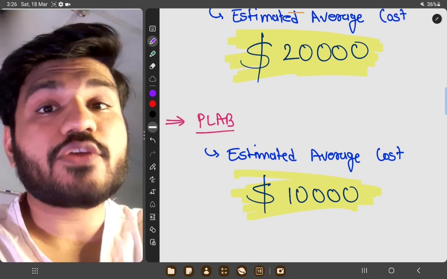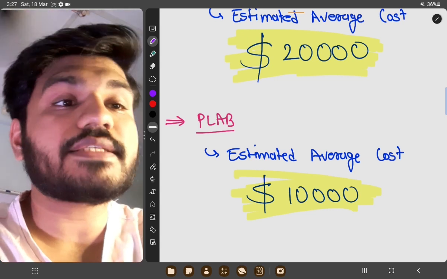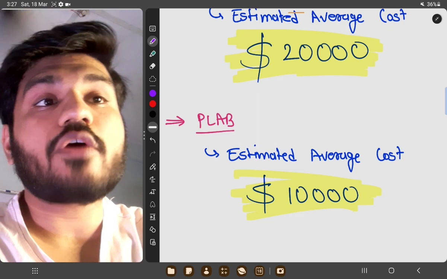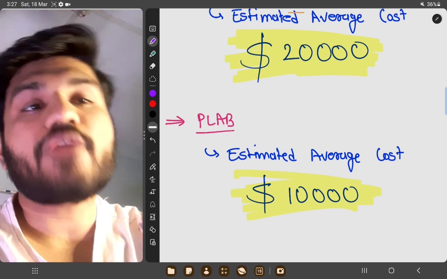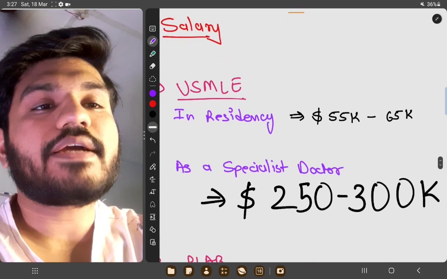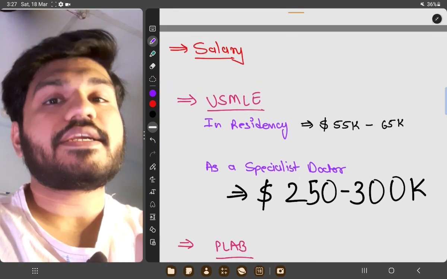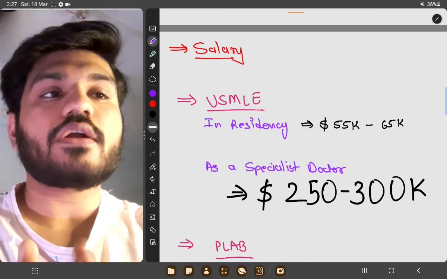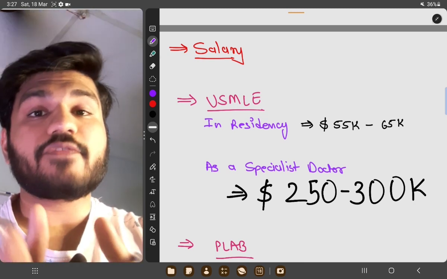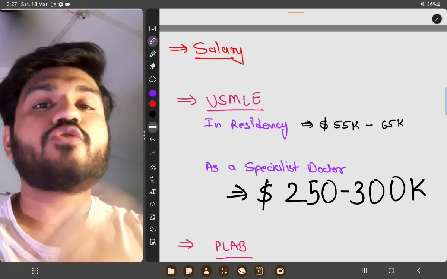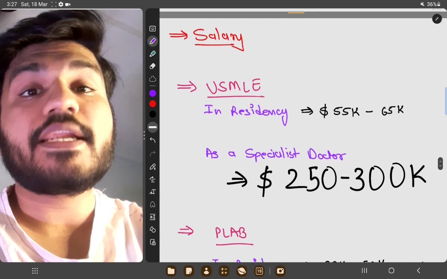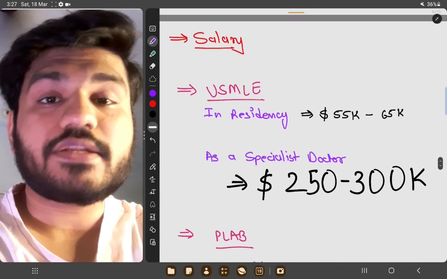If you are not really sure whether you want to do USMLE or PLAB, you can see these numbers and decide. And this matters most. But the return of this $20,000 is really nice. So now we are going to talk about the salary in residency and for a specialist doctor. In the US, the average resident earns from $55,000 to $65,000 per year. And a specialist doctor, after you complete your residency, earns between $250,000 to $300,000 a year. So this is a really nice return on $20,000.